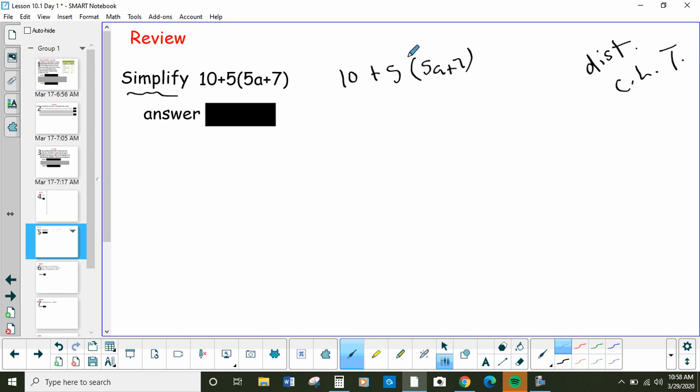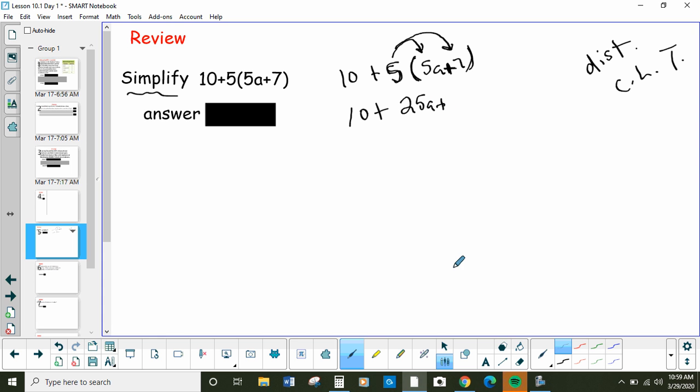Okay, so distributing is when we multiply more than once. Well, technically we aren't, but it looks like we are. And we do that when we have a coefficient or a number in front, next to parentheses, and a plus or minus on the inside. That's when it looks like we're multiplying more than once. So I have 10 plus 5 times 5a, which is 25a.